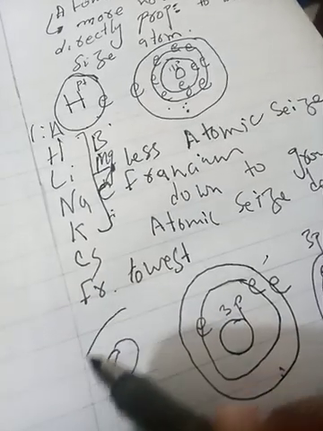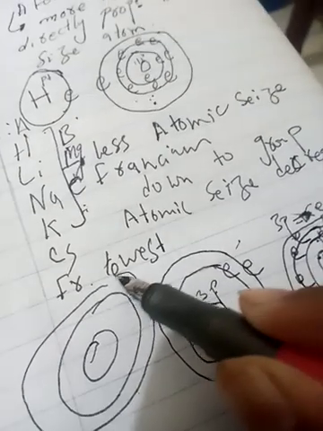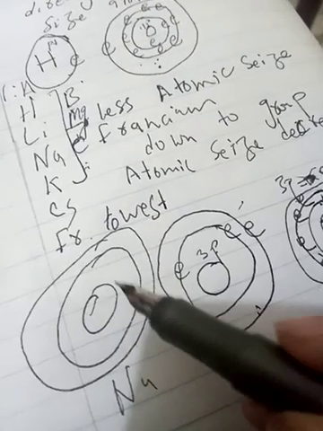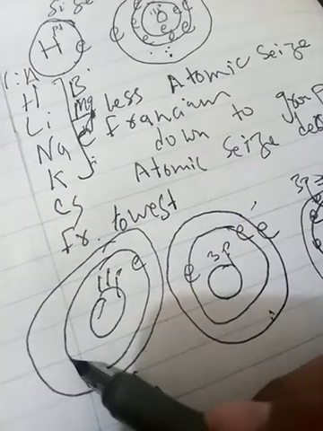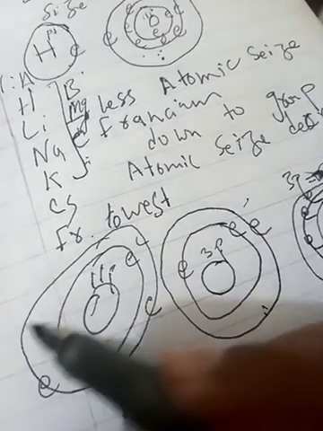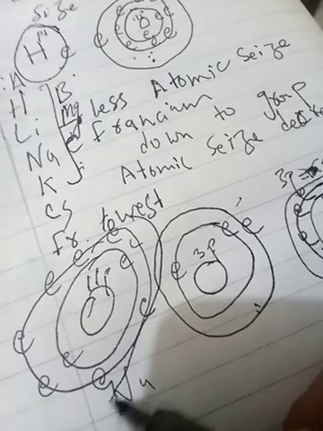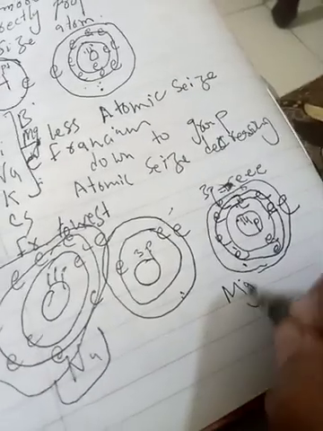Let me draw the nucleus, then the first shell, and then the second shell of sodium. This one is the nucleus having 11 protons, 2 electrons are here, 8 are here, and the last shell has only 1 electron. So this one is the atom of sodium, and this one is the atom of magnesium.